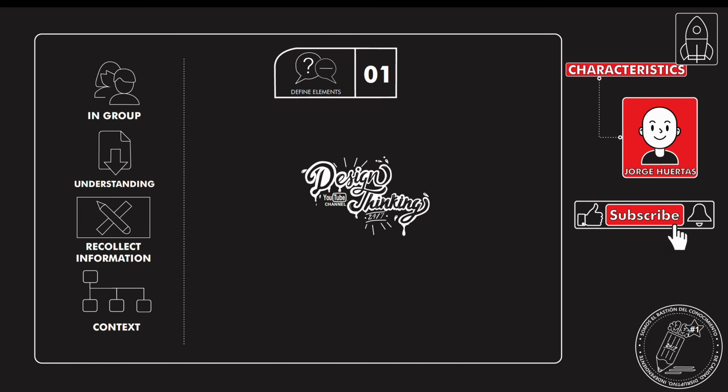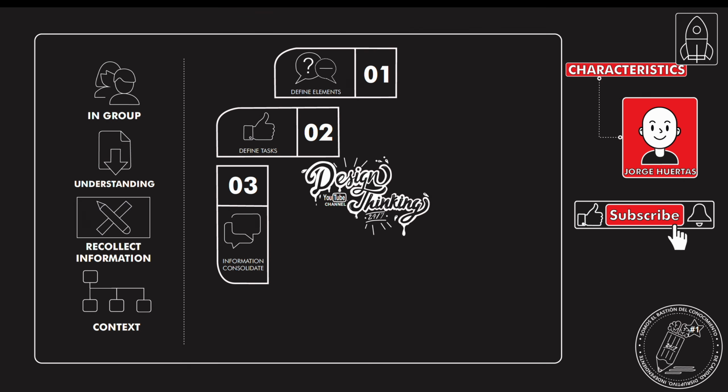So the first thing is that we need to define the elements. What are we going to study? So we need to define those elements. And after that, we have to define the different tasks that each one of the members will analyze. And of course, we have to consolidate. It means the whole group puts together and consolidates the whole information.